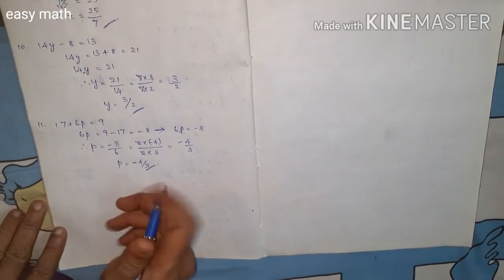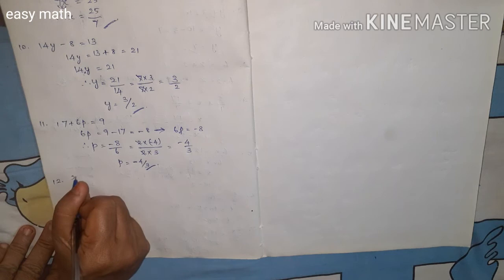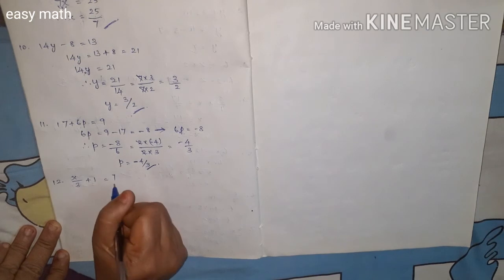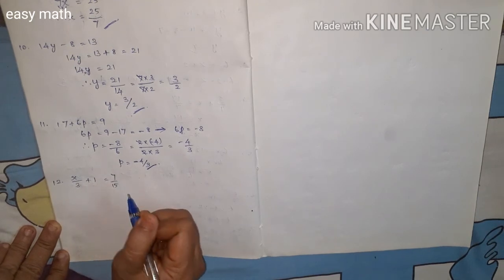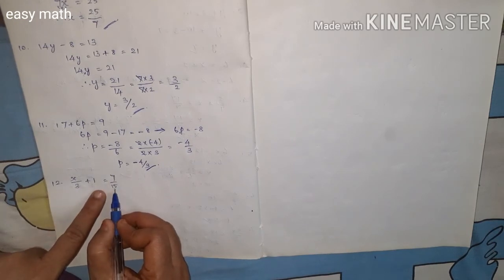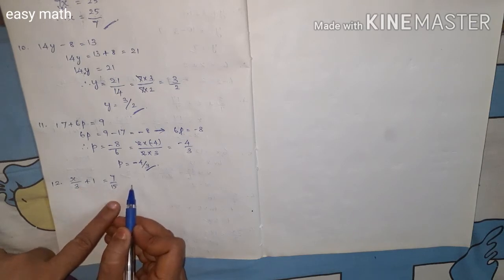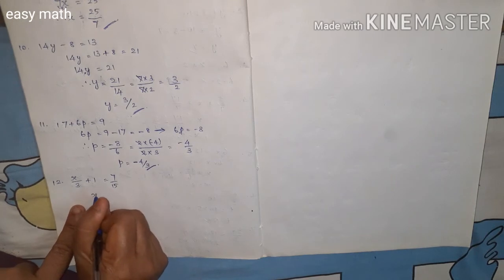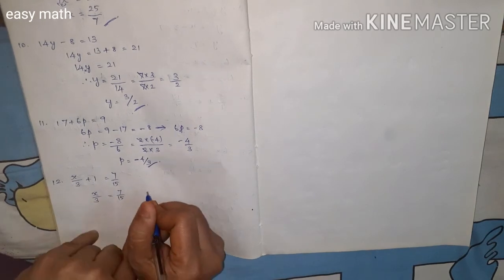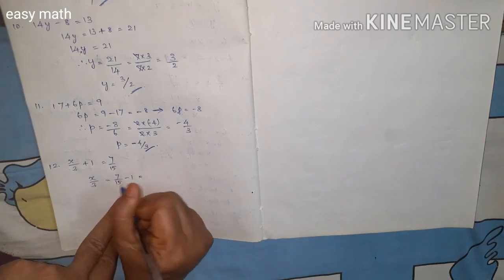Next, 12th sum. x by 3 plus 1 equal to 7 by 15. First, we take this plus 1 to the right hand side. x by 3 equal to 7 by 15, plus 1 becomes minus 1. Then we can take the LCM.